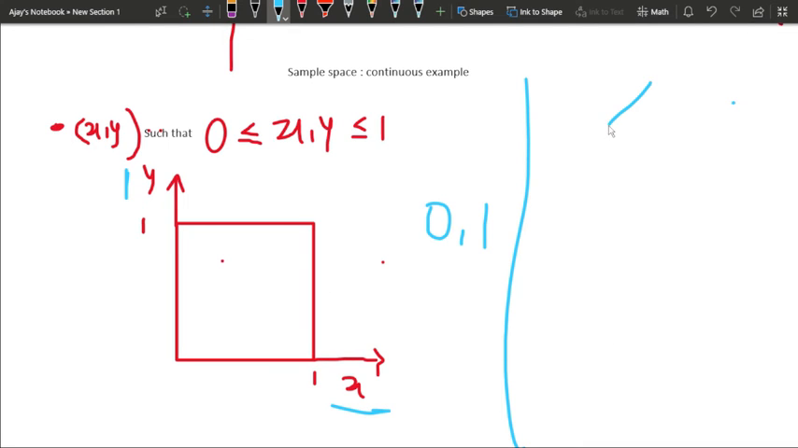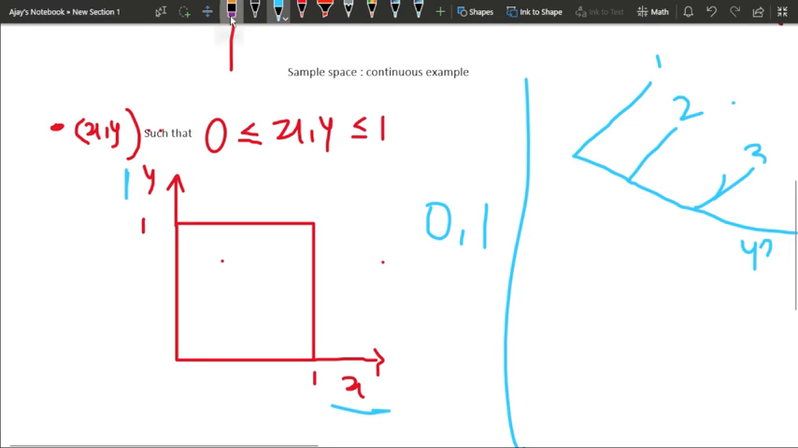This is the diagram. One line, two lines, three lines. This is one line, this is two lines, this is three lines, and this is four lines.